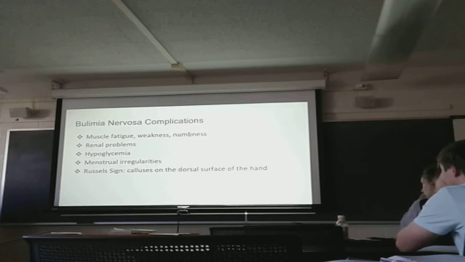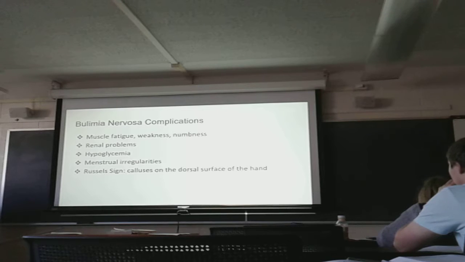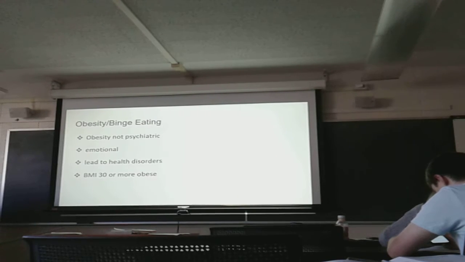Again, you'll have muscle irregularities, renal problems, problems with the blood sugar, weakness. There's a thing from vomiting that you might see on the back of the hand called the Russell sign, and that is from trying to self-induce vomiting. So with bulimia, eating will make the person feel better, but after they eat, they are going to feel bad about themselves, be depressed, self-degrading, putting themselves down and feeling really bad about themselves.